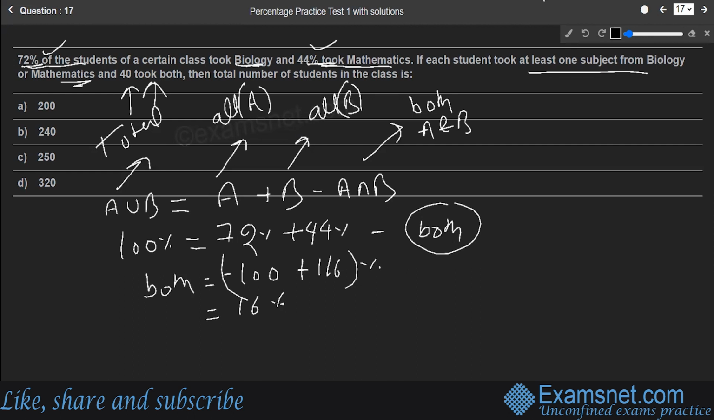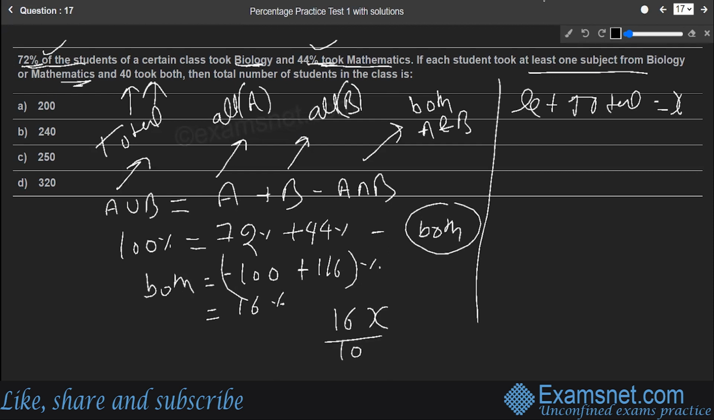Now, the total number is not available with us. So let us assume the total number of people to be x. Now, 16x upon 100, that is 16% of the total people are the people who have taken both. And in number, this both data is given as 40. So we can write it down here as 40.